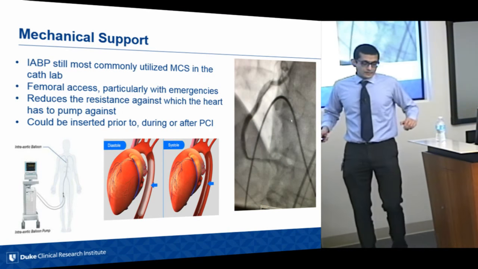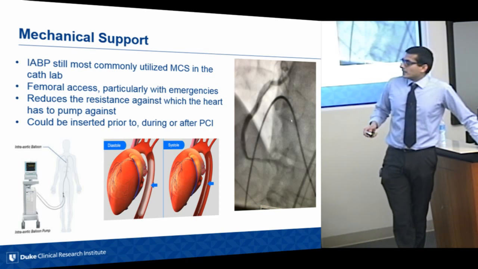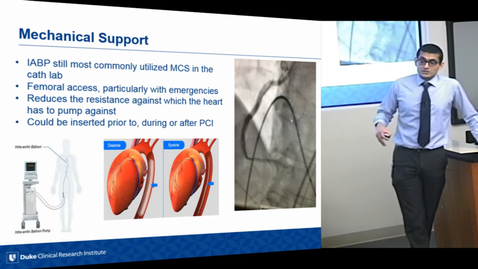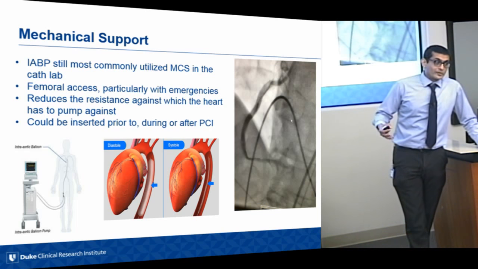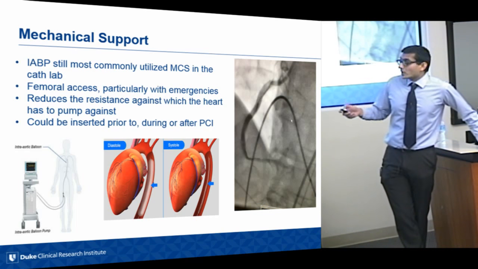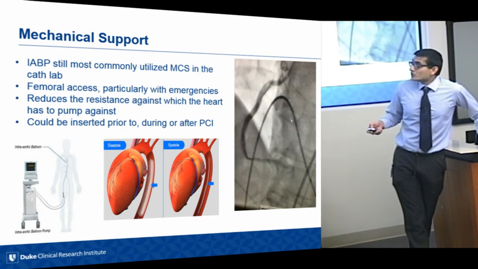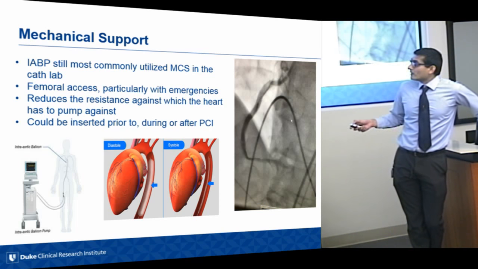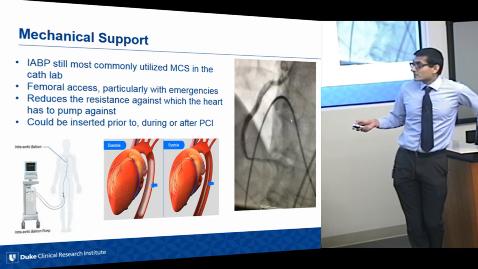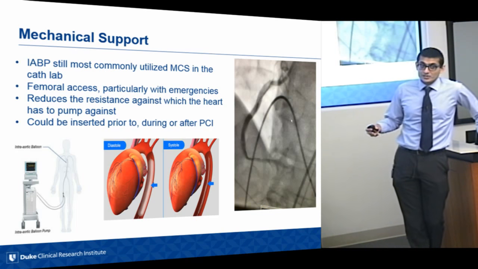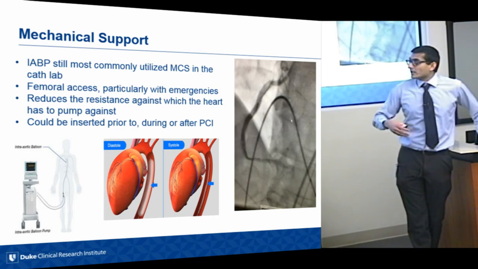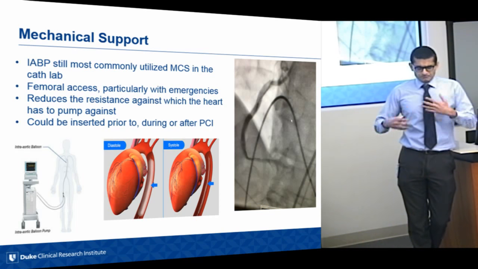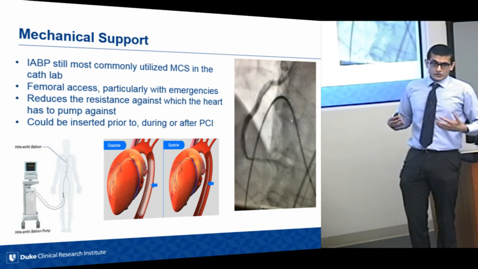And then lastly, mechanical support has evolved in PCI. There's a lot of techniques or a lot of equipment that's available. The intra-aortic balloon pump is still the most commonly used mechanical circulatory support device in the cath lab. It's usually put in by femoral access, particularly if it's an emergency. Here at Duke, I think they have a way of putting it into the axillary artery, but usually that's not done under emergency situations.